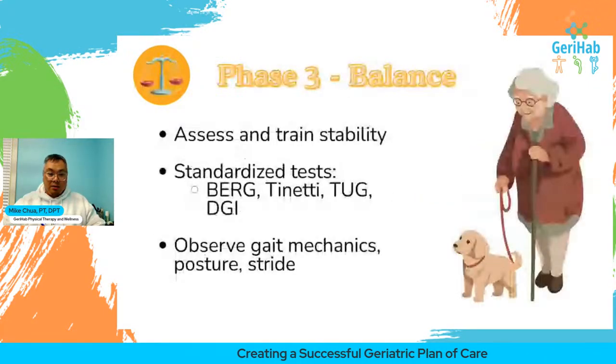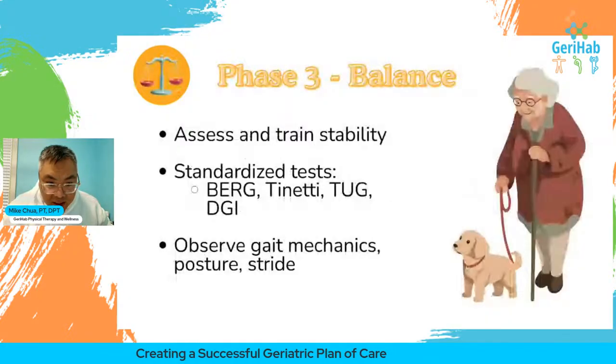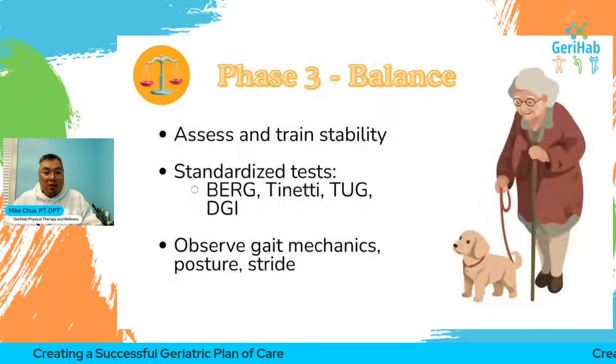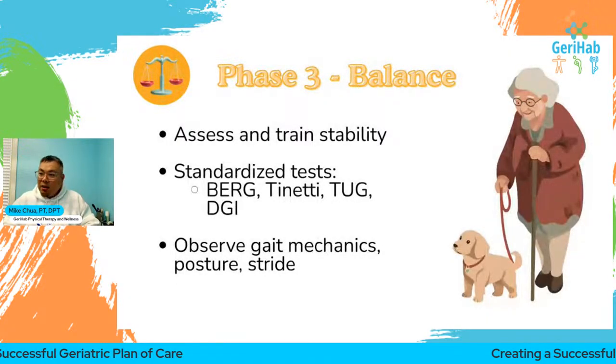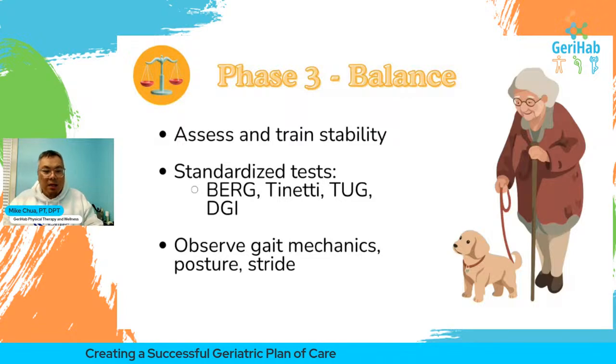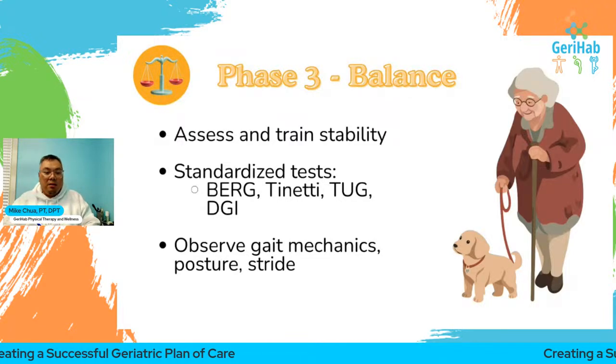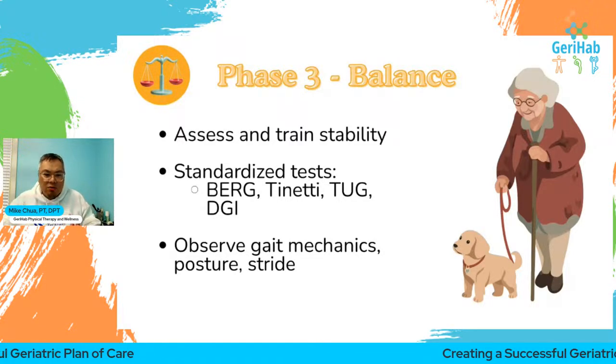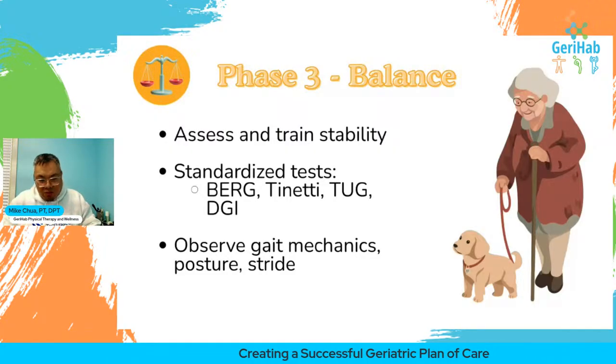Number three, phase 3, is the balance. Learn how to assess and learn how to train stability. There are different standardized tests that you can use: the Berg balance test, Tinetti, TUG, and the dynamic gait index, or DGI. I use a lot of Berg because it's easier for me to implement. Tinetti, you can also use that. Whatever works for you.